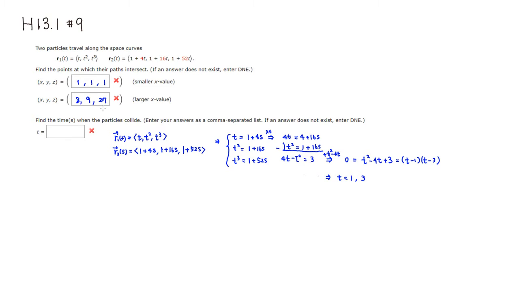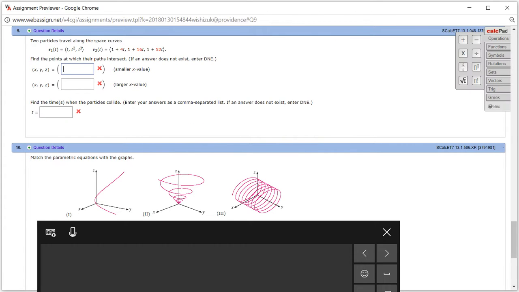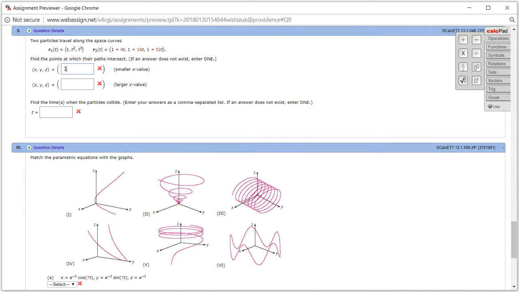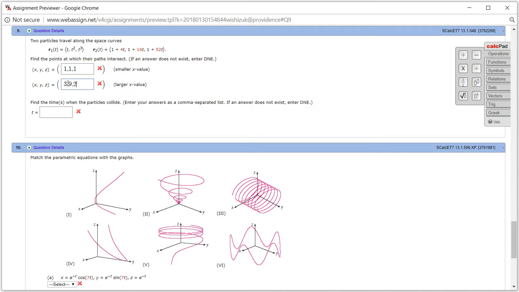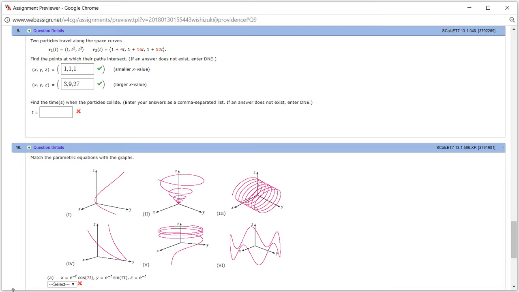All right, let's type this in. We got 1, comma 1, comma 1, and also 3, comma 9, comma 27. Let's go ahead and check the answer first. It came back and looks like we got the first two correctly.